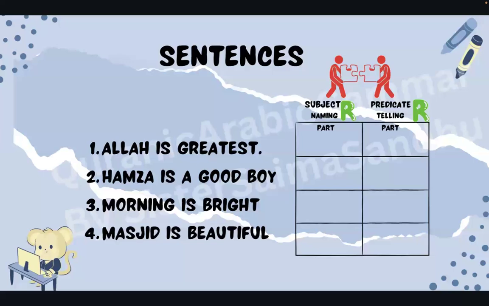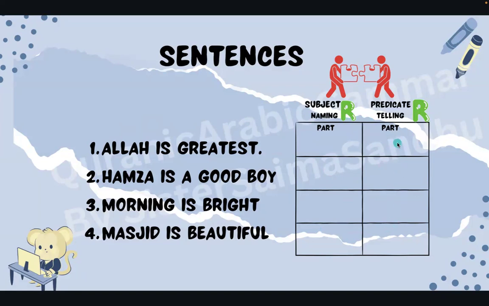No, not nasb. We do not see nasb in a nominal sentence. Keep reminding yourself, in our nominal sentences these ones have only two parts, and both are raf. Would you be able to keep that in mind? Both are raf. Raf is the default status, exactly. So you need to give both these parts the default status.